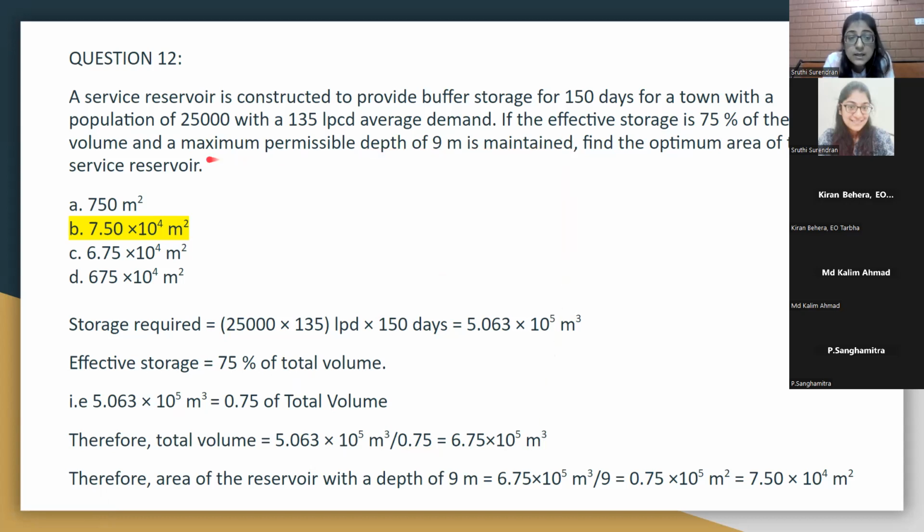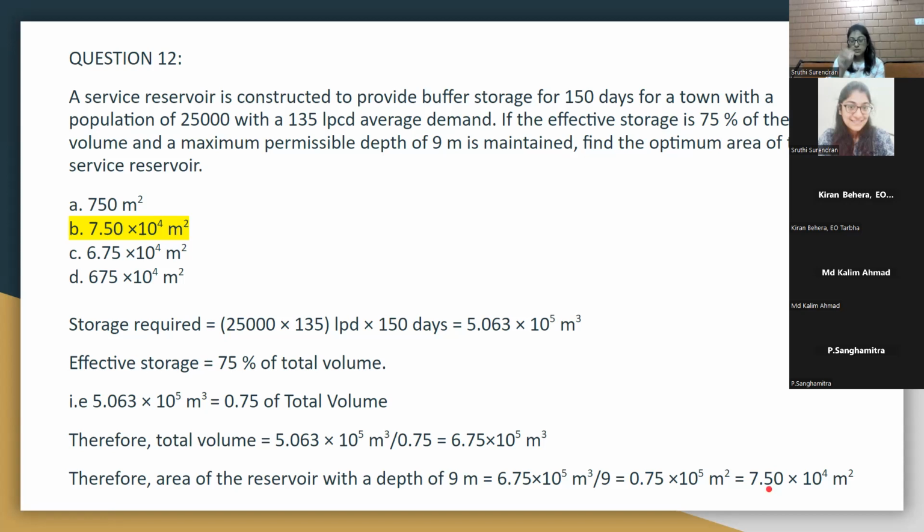Now they have given a permissible depth of 9 meters maintained. So when you divide this volume by the depth, you will get the optimal area required for the service reservoir, which, like Mujahid said, the correct answer is 7.5 into 10 to the power 4 meters square.